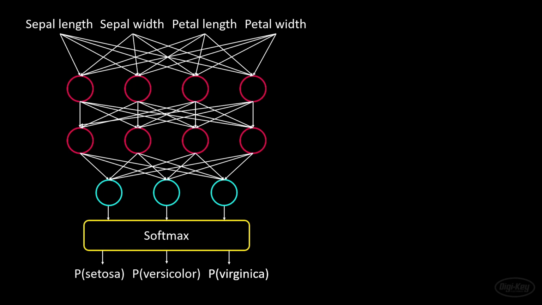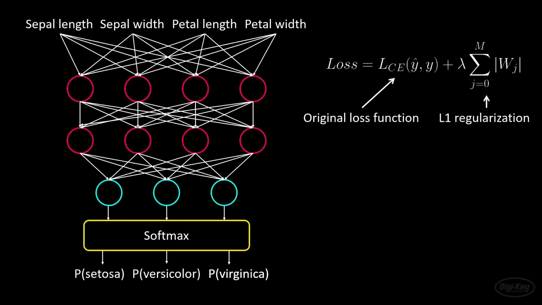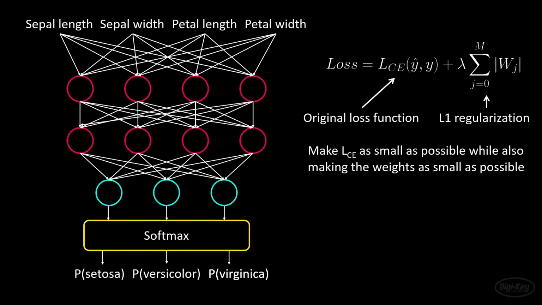For a multi-class prediction problem, we usually use the categorical cross-entropy loss function, which gives an error value that measures the difference between the predicted value, y hat, and the ground truth value, y. To do lasso, we add an L1 regularization term to our loss function, which sums the absolute values of the weights in a particular layer, multiplies that sum by a coefficient, lambda, and adds the term to the original loss function. The training process will then try to make the loss function as small as possible while also trying to make the weights as small as possible.